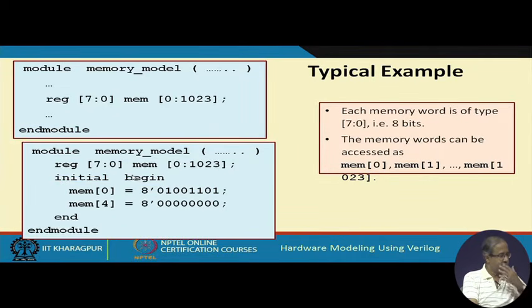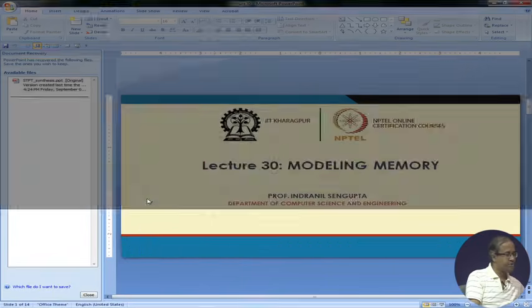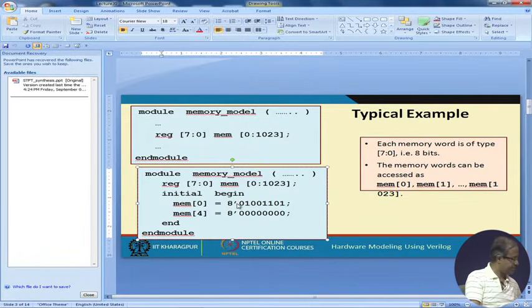So, just one very simple example of how we can initialize some memory content, some particular addresses in memory with some data. So, this is the same declaration. Well, in an initial block, just an example. So, I have written mem[0] equal to, this will actually be a binary constant, this B is missing.